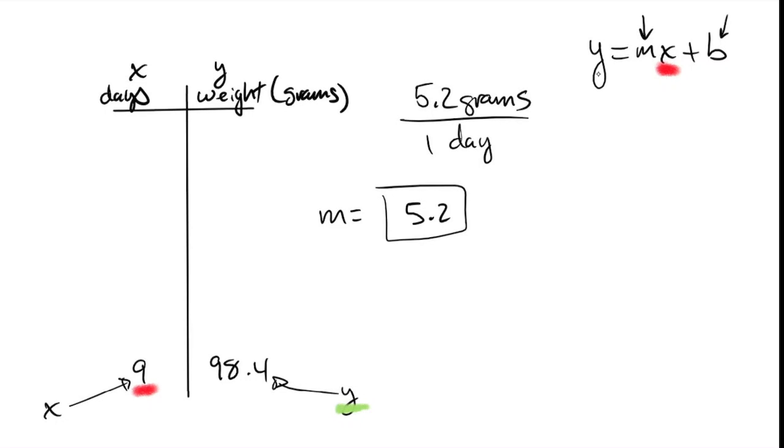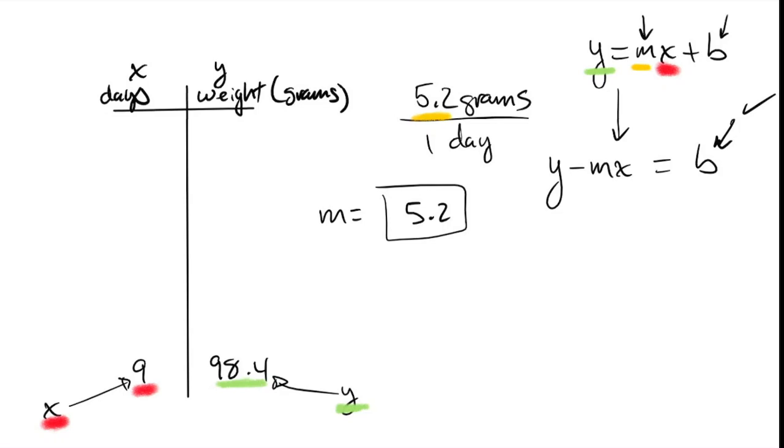I also know a y value that go together, right? This 98.4, they go together. So I have an x and a y that go together. So what I can do is use that x and y along with this slope of 5.2 to figure out what b is. If I take a look at this known equation, what I can do is subtract mx from both sides first, and I get that y minus my slope times x will equal my y-intercept b. And if I've got my y-intercept, I've got exactly what I need to write the equation of the line.